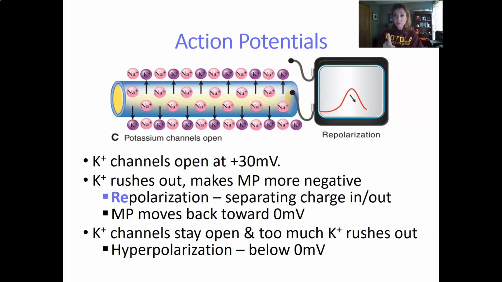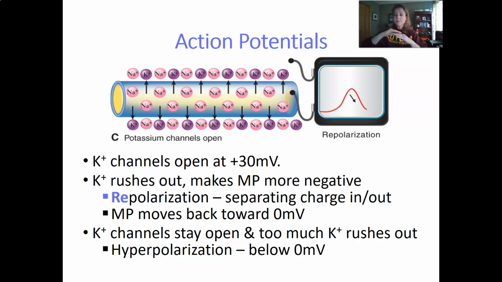Why does potassium rush out of the cell? Here's why. Because like charges repel. Now that we've got all of this positive sodium inside, and the sodium channels are closed, so now the sodium can't escape, the potassium is like, get me out of here. There's too much positivity in here. So they want to leave. Like charges repel. So now that the potassium channel doors are open, the potassium can now flow out of the cell.